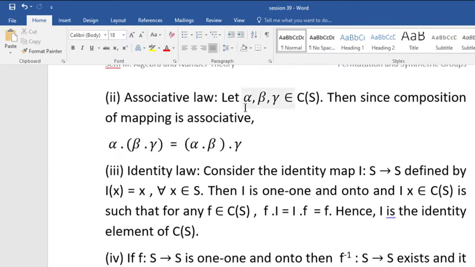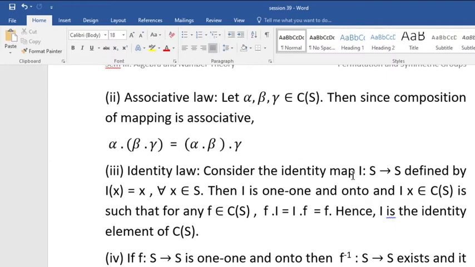Associative law. Let alpha, beta and gamma belong to C(S). Then, since composition of mappings is associative, we have (alpha∘beta)∘gamma = alpha∘(beta∘gamma). The next one is the identity law.